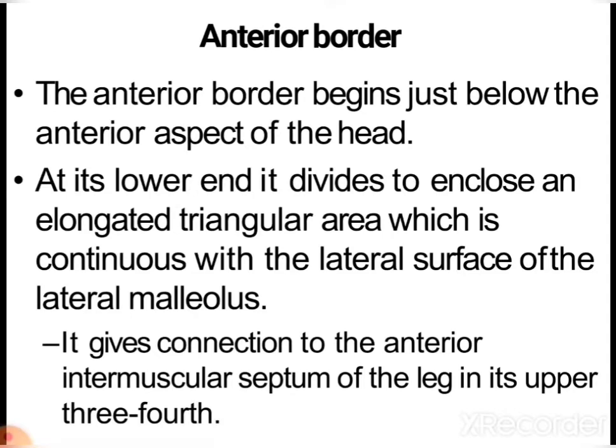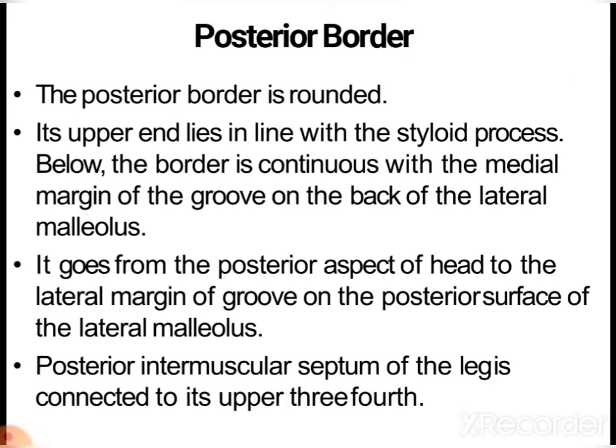At its lower end, it divides to enclose an elongated triangular area which is continuous with the lateral surface of the lateral malleolus. It gives connection to the anterior intermuscular septum of the leg in its upper 3/4. Now posterior border, it is rounded. Its upper end lies in line with the styloid process.